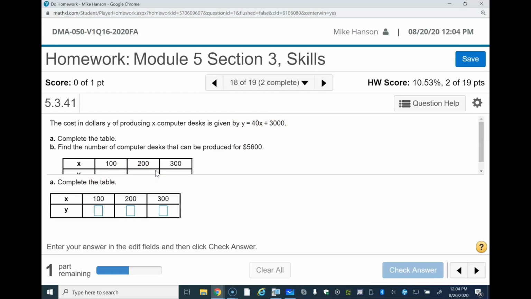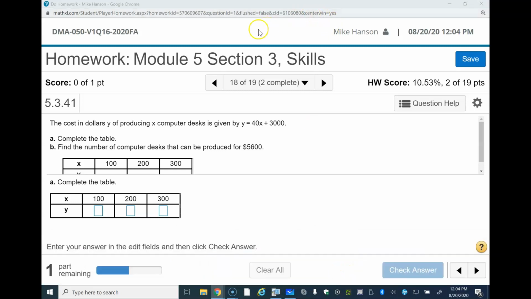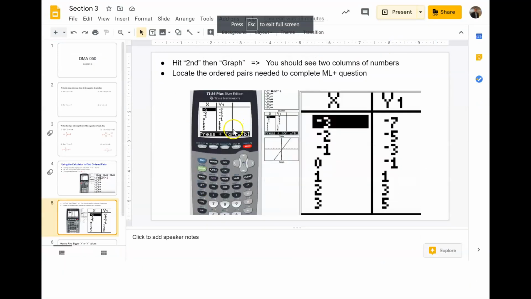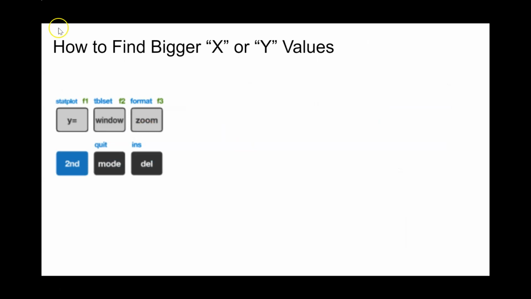I have no problems with you working it out that way if you feel more comfortable with it. But again, I just want to show you another option that could be helpful to these types of problems. So to find bigger x or y values on your calculator, the first thing you want to hit is second. Now this is after you put your equation into y equals. Then you hit second, then you hit window because you're trying to get to this table setup here.